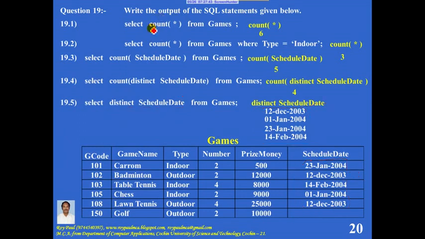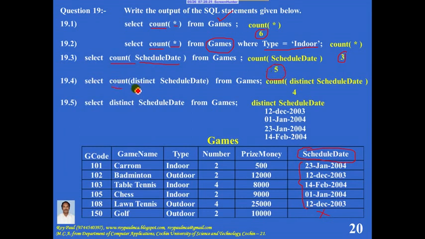So let me sum up. Count followed by star means the rows in the table games are counted. So rows present in the table games are counted, but condition is there. So those rows where type is equal to indoor, only those rows will be counted and hence the answer is 3. Count followed by column name. So the missing entry in this column will not be counted and all the remaining data items will be counted. Hence the answer is 5.